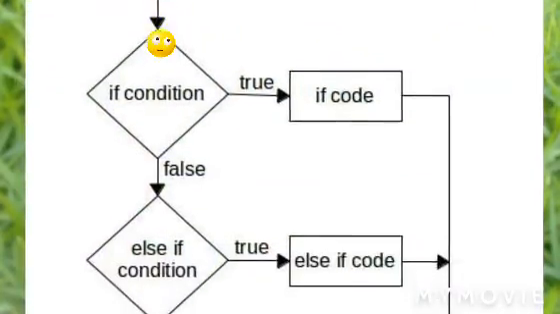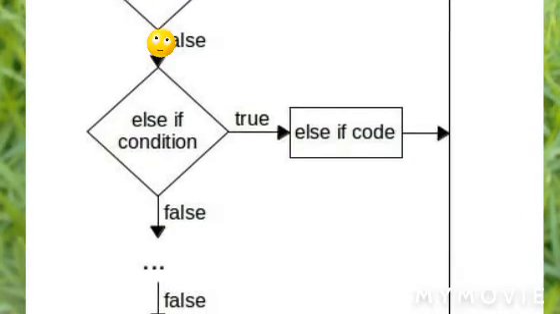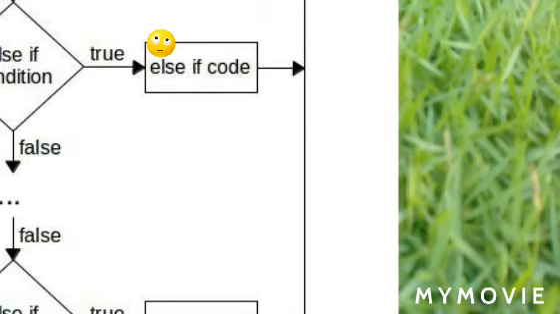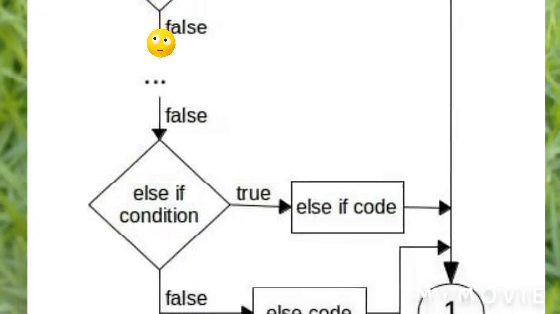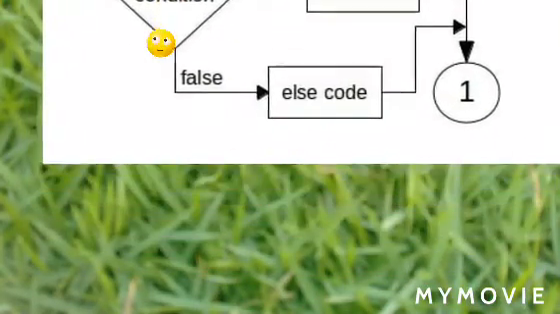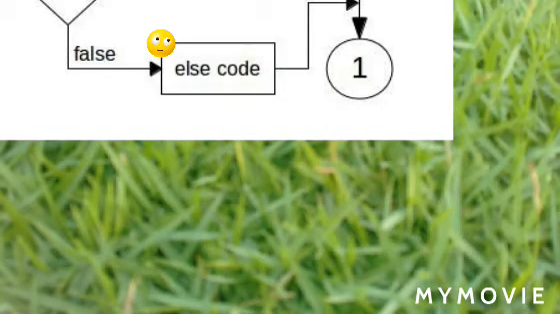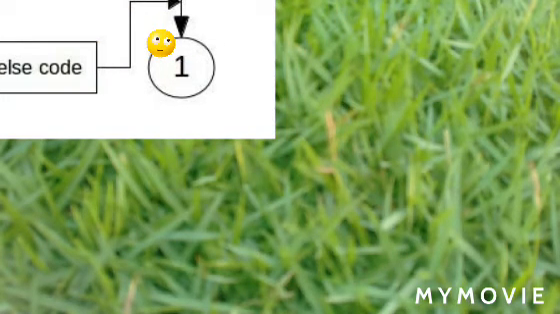The flow of this statement is, if the condition is true, it will execute the codes inside the if. Otherwise, if it is false, it will check condition 1. If condition 1 is true, it will execute the codes inside the else if. Otherwise, it will check the next condition and so on. If all the conditions are false, it will execute the codes inside the else. So after executing the chosen codes, it will execute the next code after this statement.